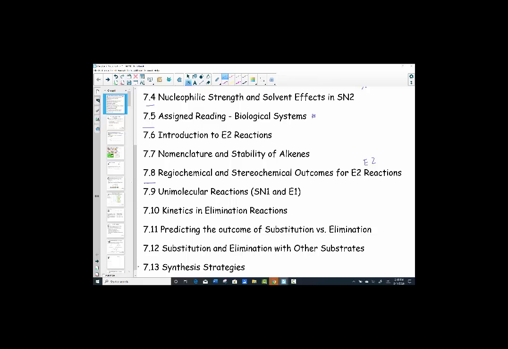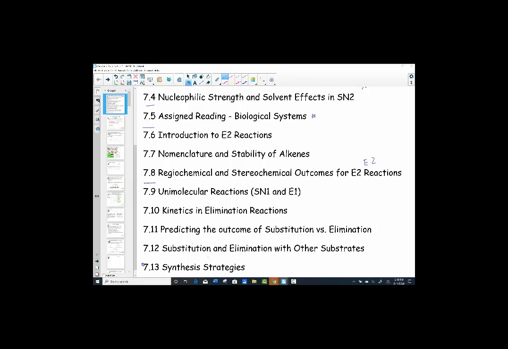And when we try to predict the outcome of substitution versus elimination, we think about both the thermodynamics and the kinetics that would promote one mechanism over the next. We'll also take a quick peek at substitution and elimination with other substrates. Instead of just using an alkyl halide, what if we started with a sulfur, for instance? And then ultimately, we're going to look at synthesis strategies, planning a synthesis, select a reagent, select a starting reactant to produce a desired product.